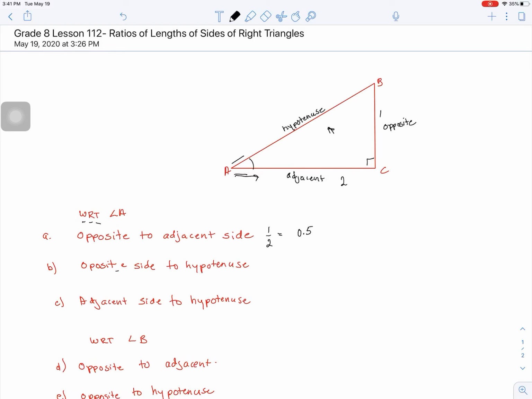The opposite side to hypotenuse is next. So opposite to hypotenuse would be 1 over a question mark. We can figure this out using the Pythagorean theorem. 2 squared plus 1 squared equals 5. So this hypotenuse is the square root of 5. It would show us then that the opposite side is 1 over the square root of 5.